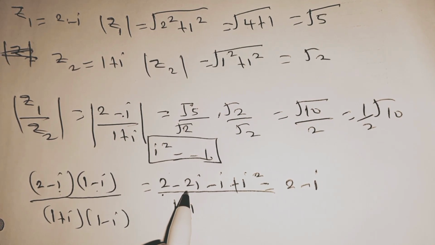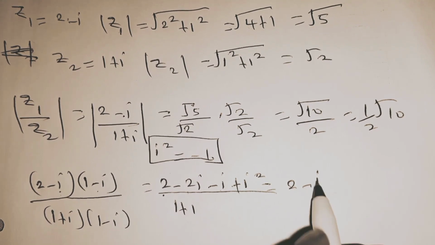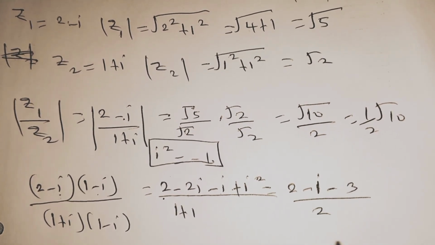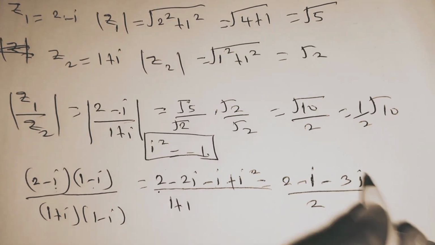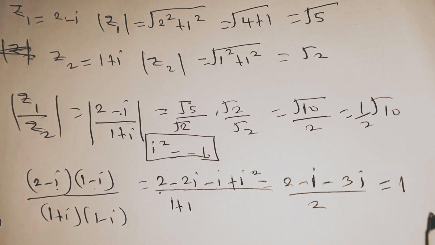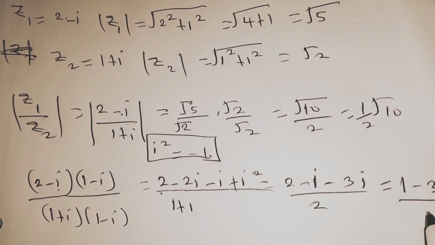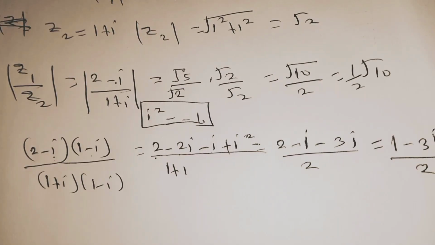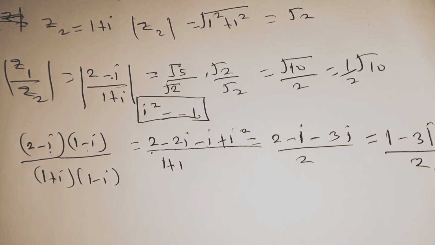Negative 2i minus i will give you minus 3i over 2. This is the same as 1 over 2 minus 3i over 2, that is, 1 minus 3i over 2.